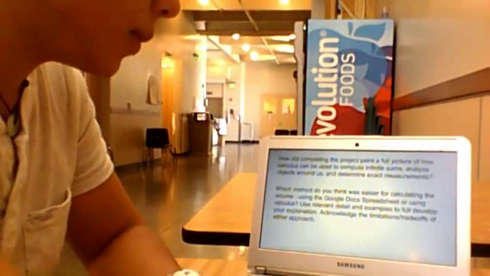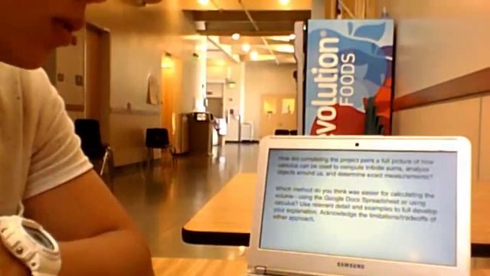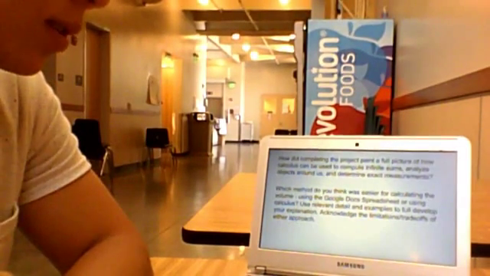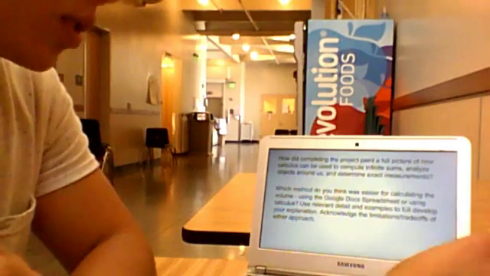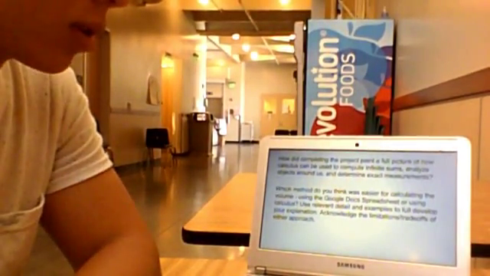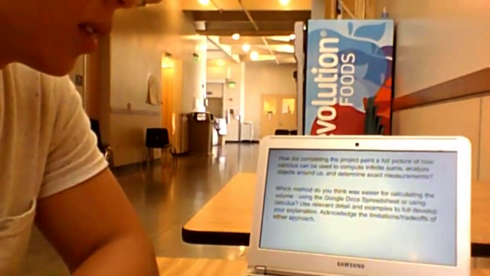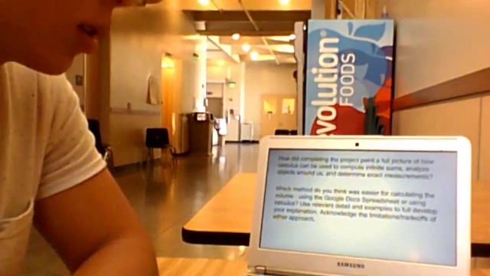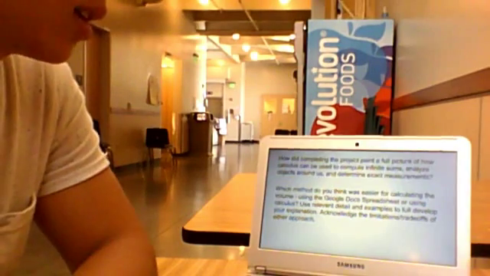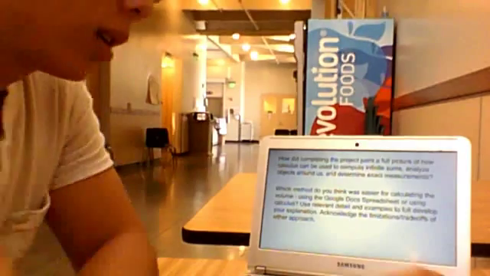And the second question, which method do you think was easier for calculating the volume, using Google Docs spreadsheets or using calculus? I think Google Docs was easier just because you could just create one formula and then you could copy that over the rest of the spreadsheet. And calculus is much harder to use, but the limitation of Google Docs is that you need a computer to use it, and it's not as accurate, obviously.